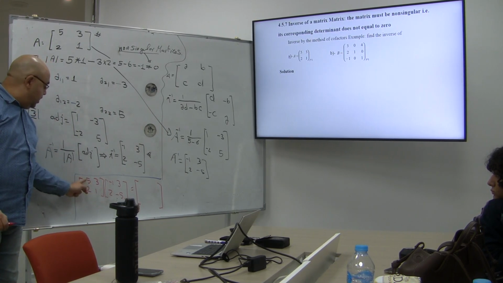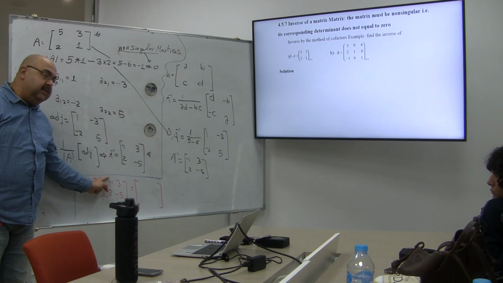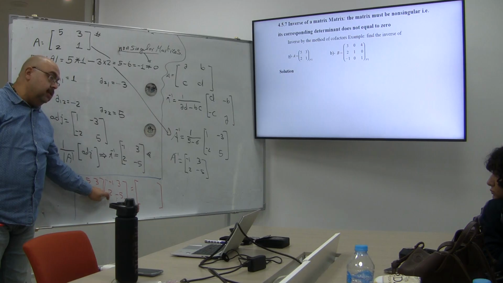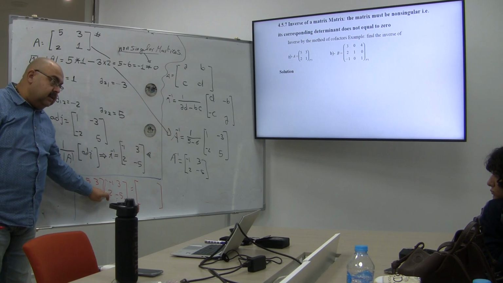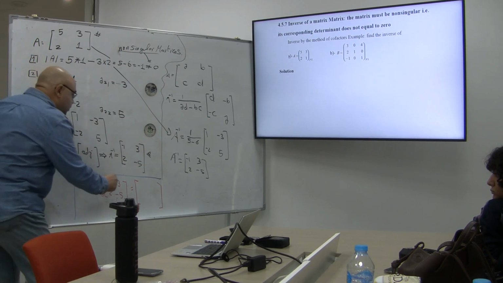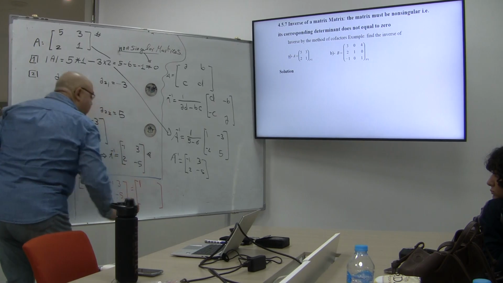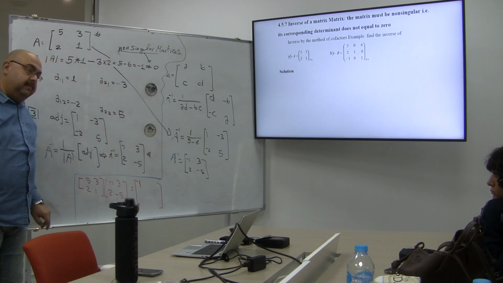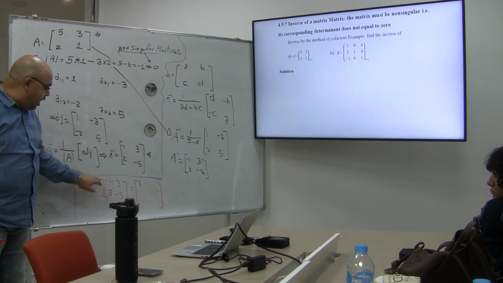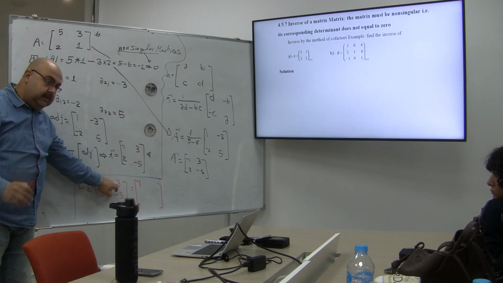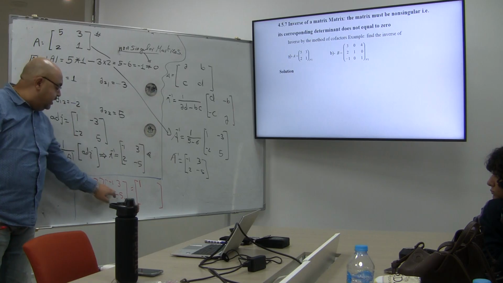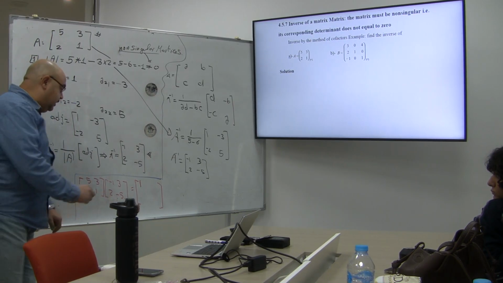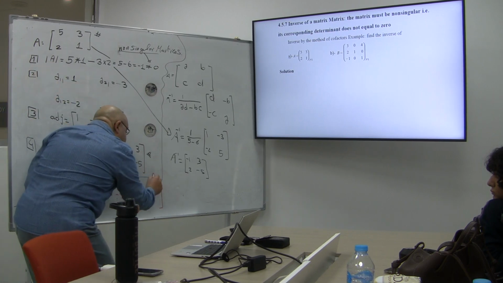Let's do it. 5 times negative 1, it's going to be negative 5. Then plus 3 times 2, which is going to be 6. Negative 5 plus 6, so the result will be 1. I will multiply the first row by the second column. So it's going to be 5 times 3, which is 15. Then 3 times negative 5, negative 15. 15 plus negative 15, the result will be 0.